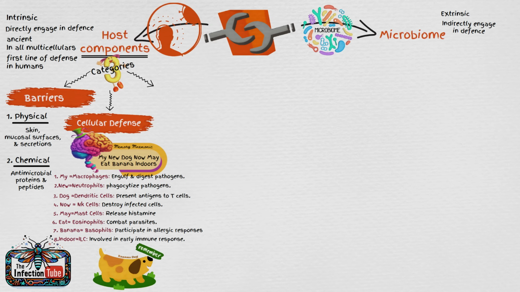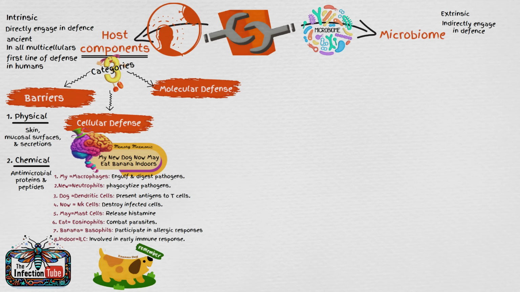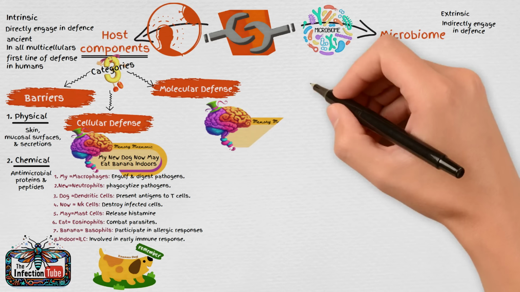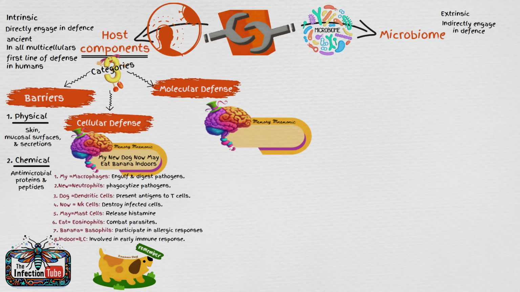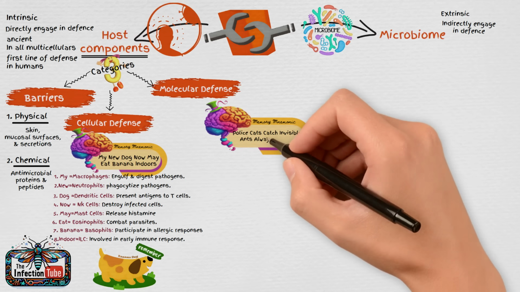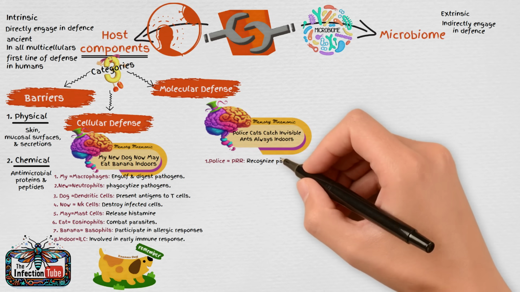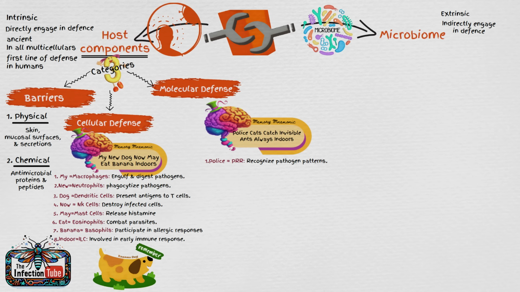Lastly, we will discuss the third category: the molecular defense. Wait, I will bring another mnemonic for this category. It is a pet and it is indoor. Police cats catch invisible ants always indoors. 1. Police for pattern recognition receptors, recognize pathogen patterns.